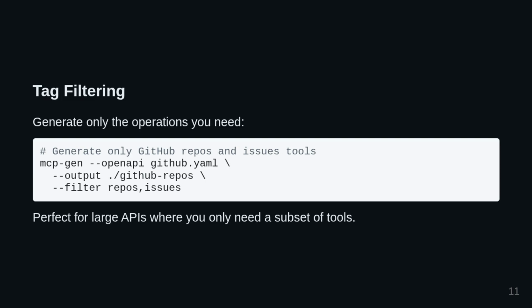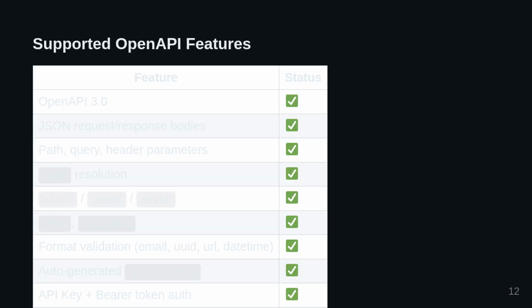If you're working with a large API, like GitHub's API with hundreds of operations, you don't have to generate all of them. Use the filter option with comma-separated tag names that match your OpenAPI spec's tags. This generates a focused server with only the tools you actually need, keeping it lean and manageable. MCP-gen supports a comprehensive range of OpenAPI features.